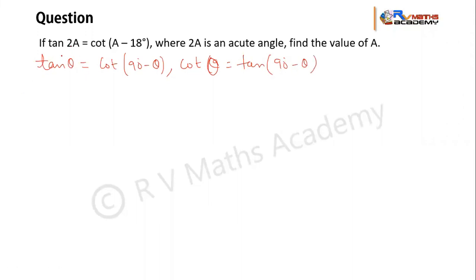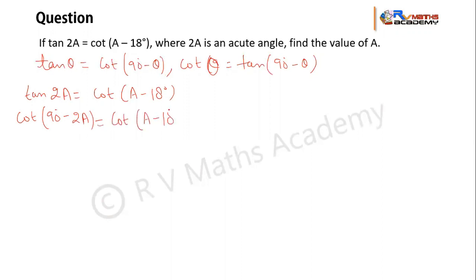Now, in this question, you can change any one side, either the left hand side or the right hand side, but don't change both the sides. So if we are changing the left hand side, tan theta is equal to cot 90 degree minus theta. So we can write tan 2A is equal to cot A minus 18 degree. This is our question. Since tan theta is equal to cot 90 degree minus theta, if I am changing the left hand side, we can write it as cot 90 degree minus 2A. This is equal to cot A minus 18 degree.